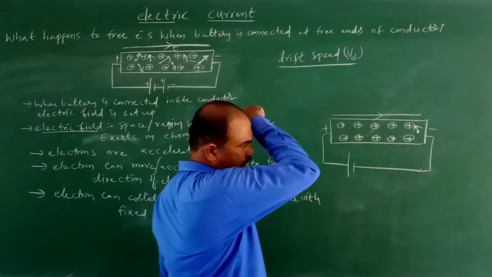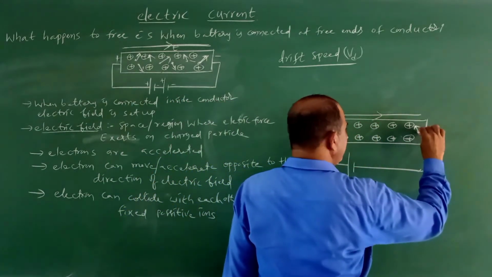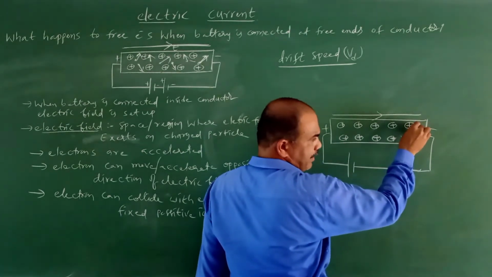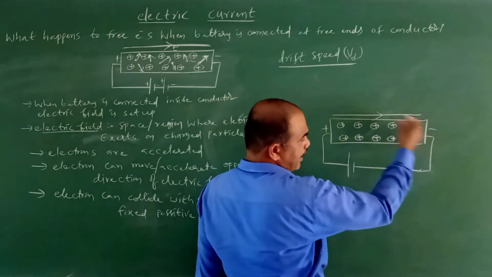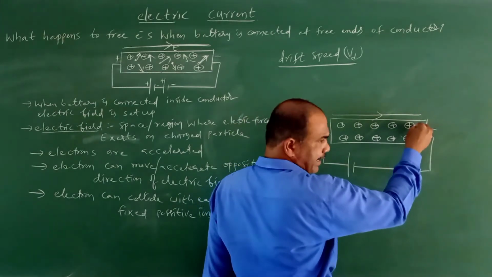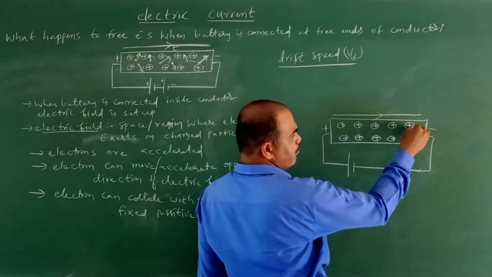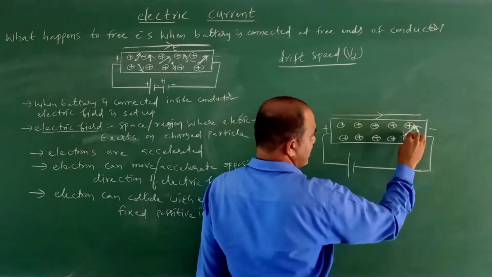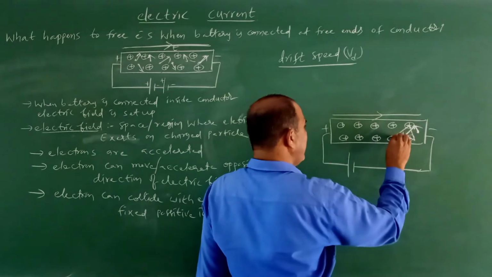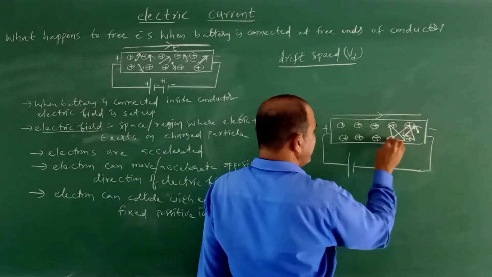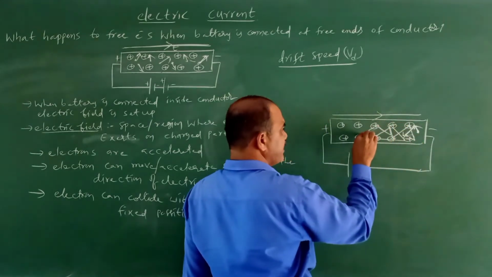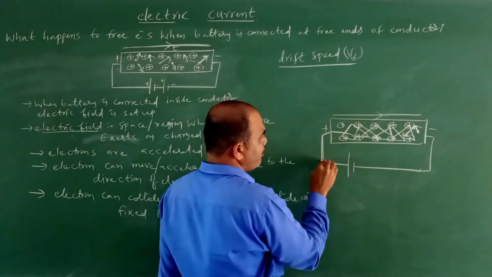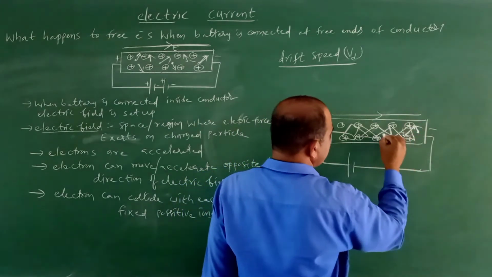When it is moving opposite to the direction of the electric field, it may collide with a positive ion. Due to that it loses its energy, but due to the continuous application of the electric field, it again gets energy and again moves opposite to the direction of the electric field. When it collides with the positive ions, its direction changes. So it can be drifted towards the positive terminal of the battery.